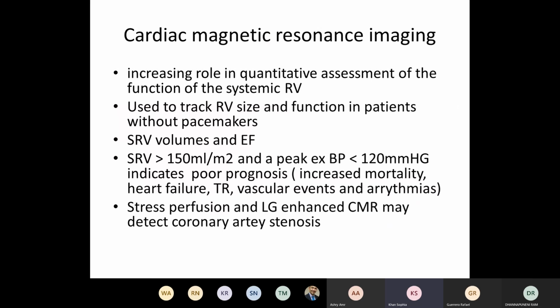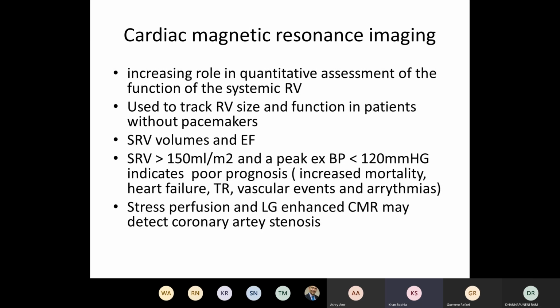So, just mentioning CMR, I know we had some talk on this last week from FU, but focusing on children. In adults, it's becoming increasingly important for assessing the function of the right ventricle and tracking its size and function. Obviously, it's limited to patients without pacemakers or other contraindications, and some patients might find it very claustrophobic, or they're not ideally suited to having an MRI.